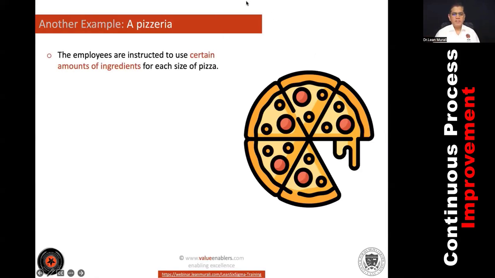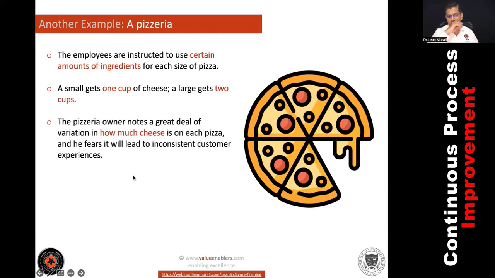If you want to make a pizza, you have employees, okay? And they are instructed to use a certain amount of ingredients in each pizza. And let's say that you make a cheese pizza and you are told to put 1 cup of cheese in a small pizza and 2 cups of cheese in a large pizza. Okay, 1 cup in a small pizza and 2 cups in a large pizza.